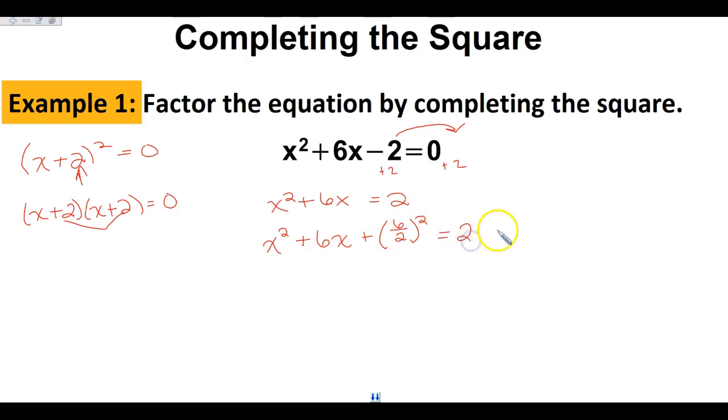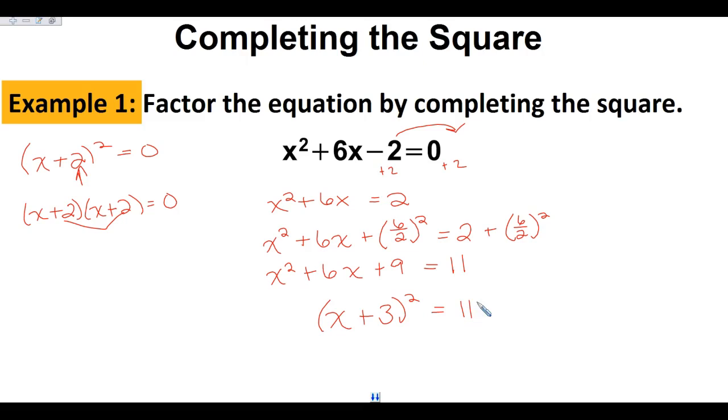Now remember that whatever we do to one side of the equation, we have to do to the other side. So I'm going to add that same number to both sides to keep my equation balanced. This is going to be x squared plus 6x plus, now 6 divided by 2 is 3, and 3 squared is 9, equals 2 plus 9, which is 11. Now I am going to factor this. This is going to be x plus 3 quantity squared equals 11.